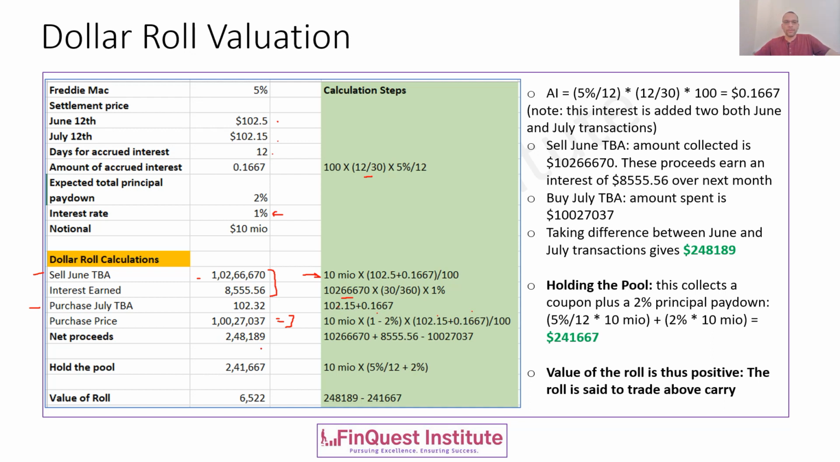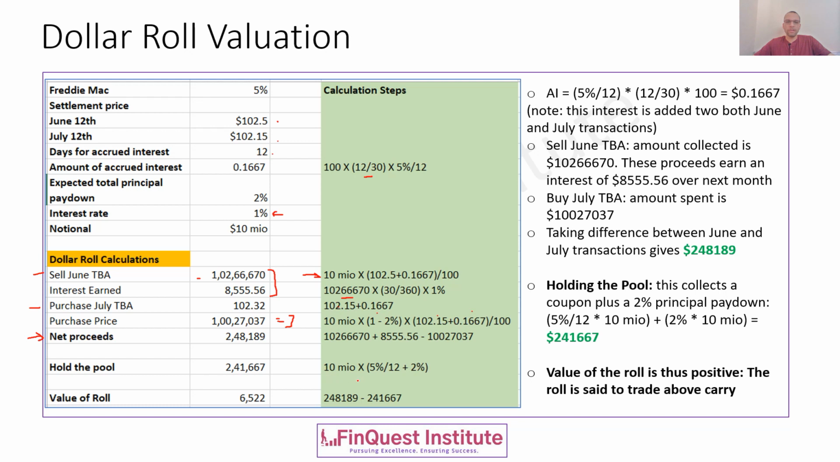$248,189. Now we need to compare this against what happens if we hold the pool, because these are precisely the two things which we are comparing, right? We are comparing whether it is profitable to roll the transaction or whether it is profitable to hold the pool. So we are done with part A, you can assume. So this is part one of the transaction. Now this needs to be compared against a value, which we call as holding the pool. So the calculation is done here.